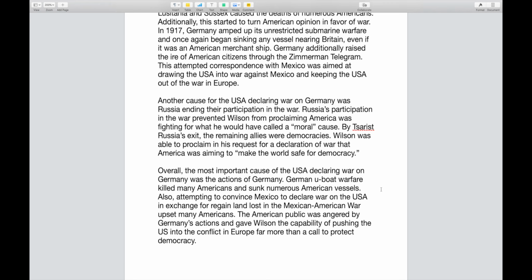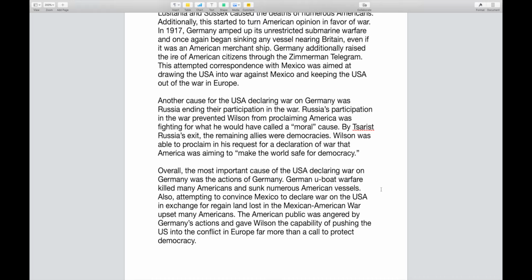Overall, the most important cause of the USA declaring war on Germany was the actions of Germany. German U-boat warfare killed many Americans and sunk numerous American vessels. Also, attempting to convince Mexico to declare war on the United States in exchange to regain land lost in the Mexican-American War upset many Americans. The American public was angered by Germany's actions and gave Wilson the capability of pushing the U.S. into the conflict in Europe far more than a call to protect democracy.